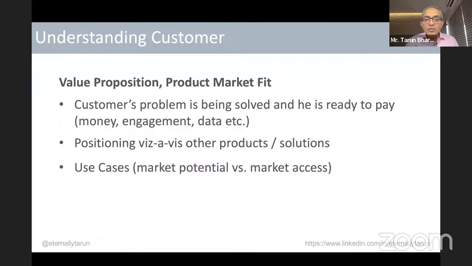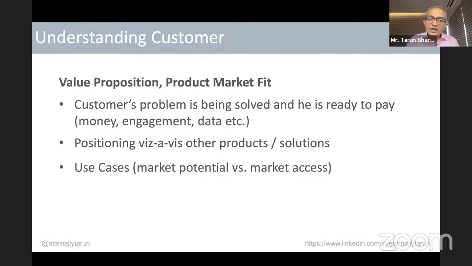So, positioning your product versus the existing solutions, newer solutions, and competitor products is something that you have to get. And there is a huge science behind customer behavior, buying behavior, the value proposition, positioning, and so forth. This is something which is a science in itself, right?